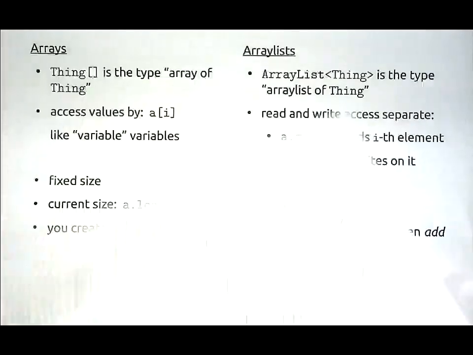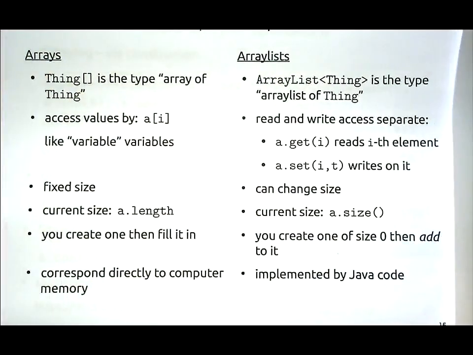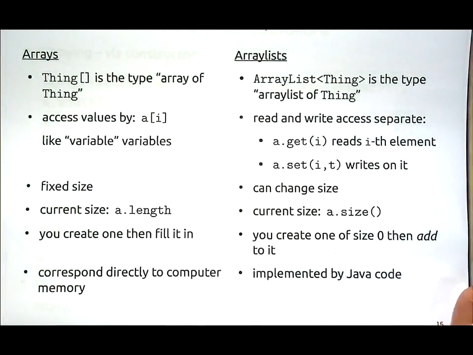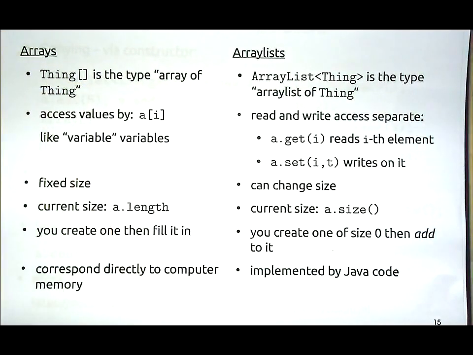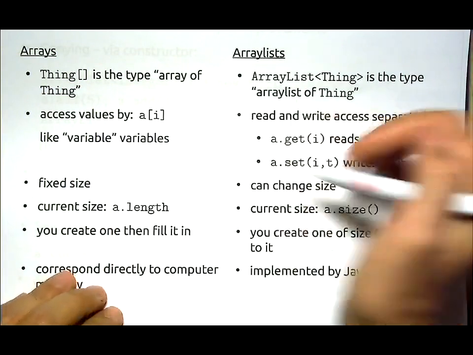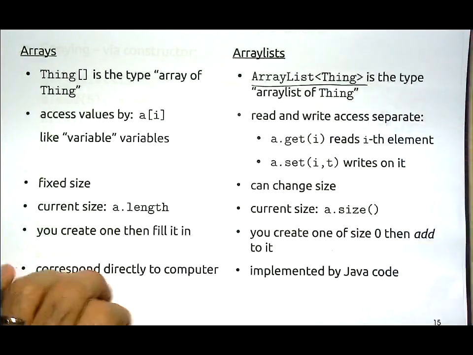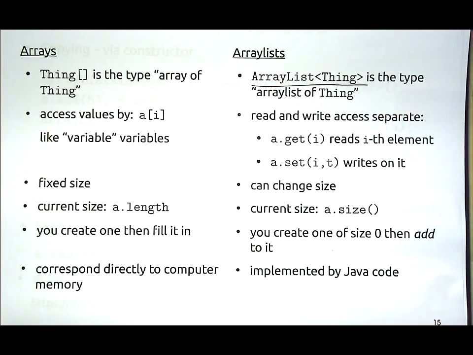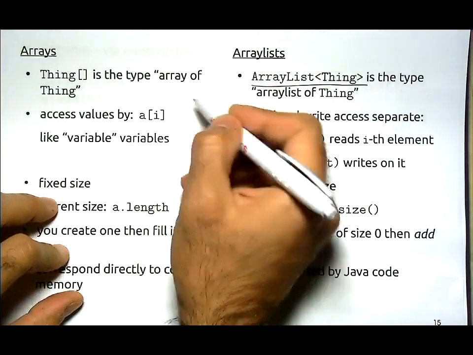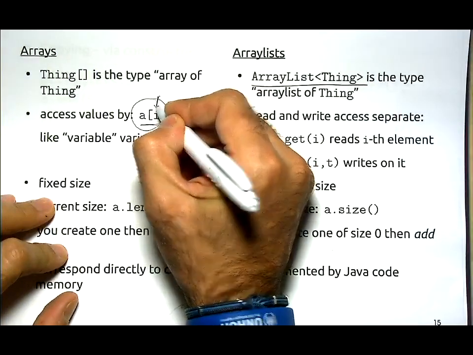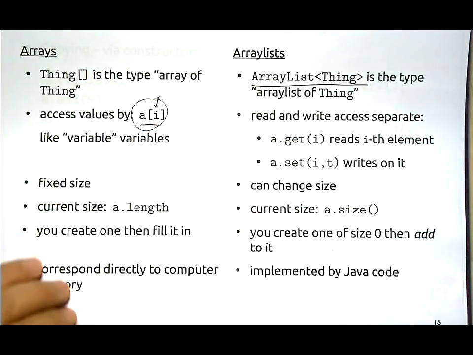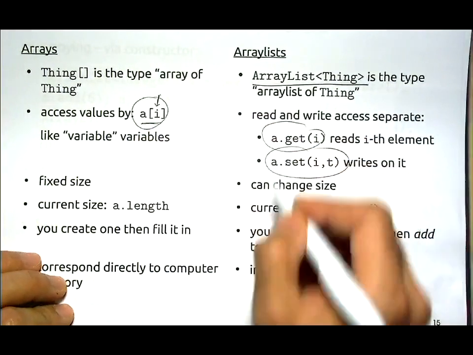Let's see now. Here is a table of how arrays and array lists compare. You declare them in a similar way. Square brackets mean array of a thing. Whereas for array list, you use this notation, which is particular because array list is a generic type. And you access values of arrays like this, and these work like variables, where you have a variable inside this index. Whereas with array lists, you get and set them separately with different methods.